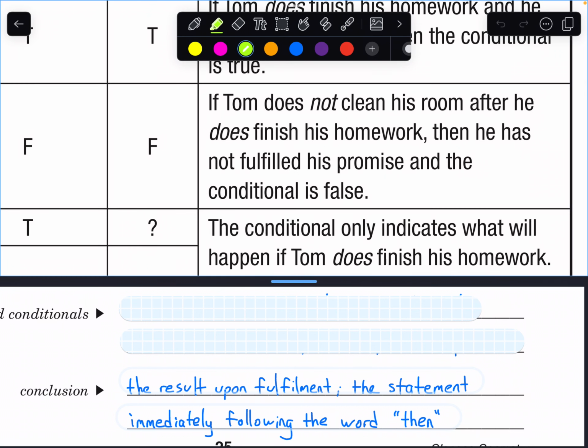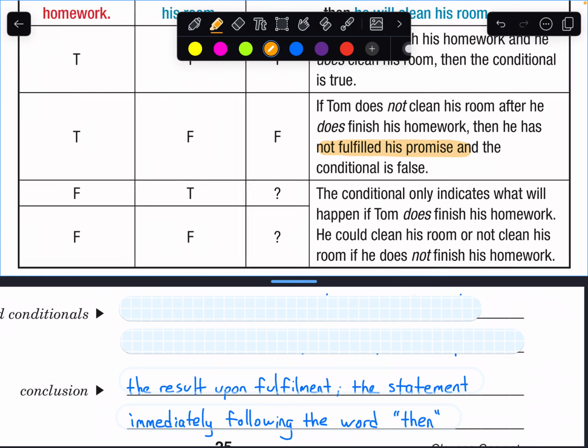Let's highlight this. This is a key phrase to remember. How conditionals can be false: unfulfilled promises.